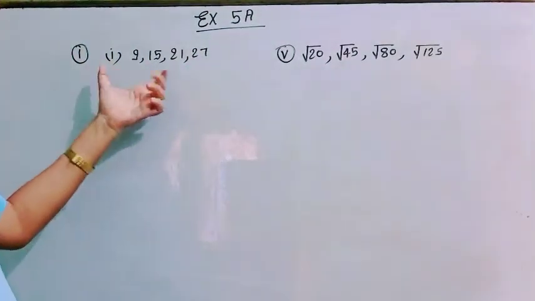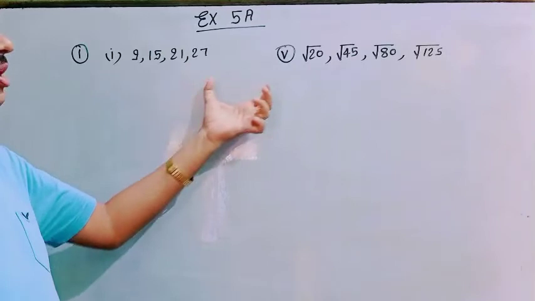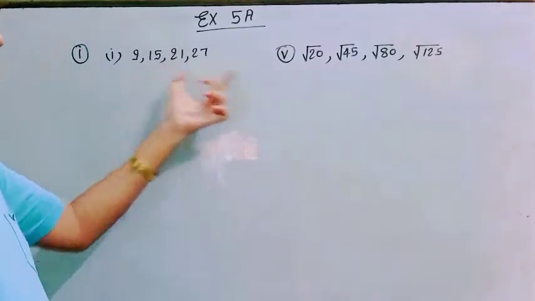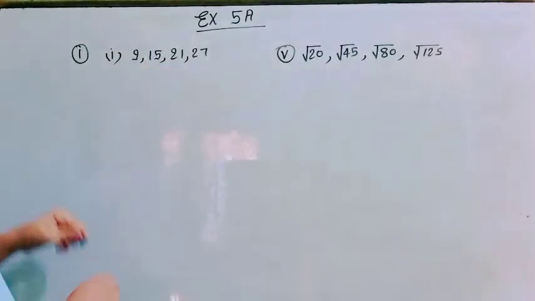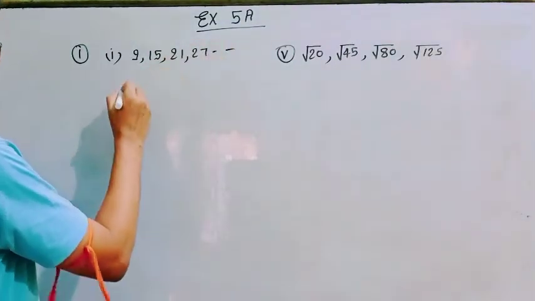Your question is, is it an AP or not? You give the reason from this sequence. Here is 9, 15, 21, 27, and so on. Is it an AP or not?